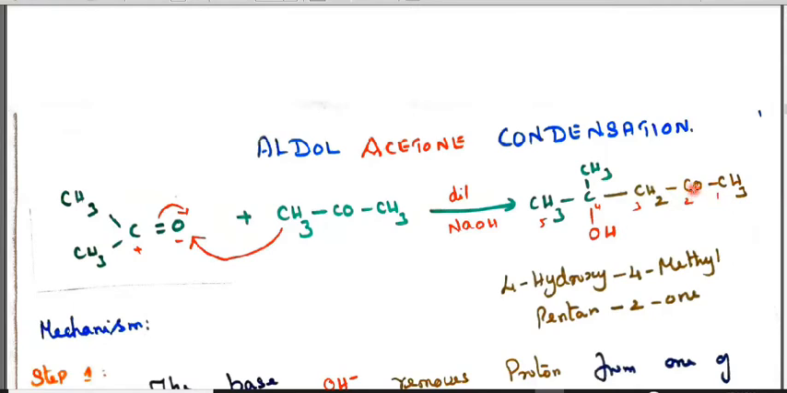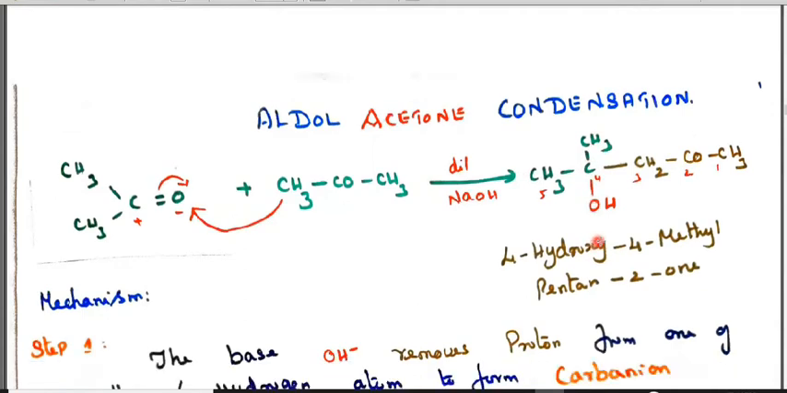Between this C=O, the ketone, and OH, the ketone has the first priority over OH. So numbering from 1, 2, 3, 4, 5, the fourth carbon has 1 methyl and OH. So it is 4-hydroxy-4-methylpentan-2-one, with the ketone at position 2.